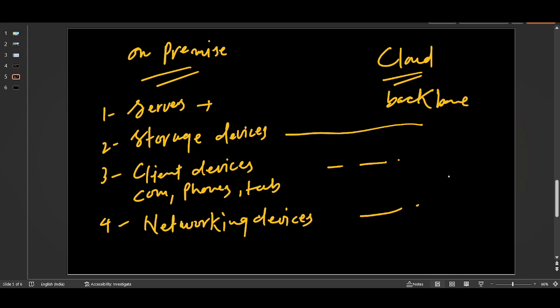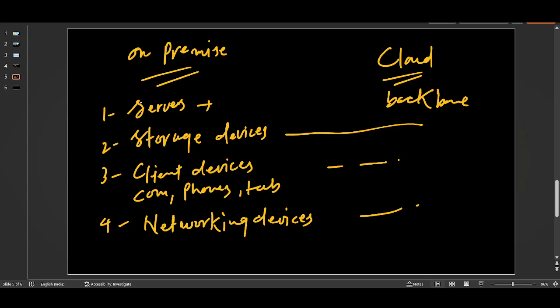If you talk about client devices, cloud client devices are used to access cloud applications and services. This includes computers, phones, tablets, smartphones. So there are some similarities. Both on-premise and cloud devices are used to store data, run applications, and connect users to the network. And the difference is, this is owned by you and this is owned by a third party. On-premise devices are more expensive upfront, but the long-term cost may be lower, while cloud devices are more affordable upfront, but the long-term cost may be higher.